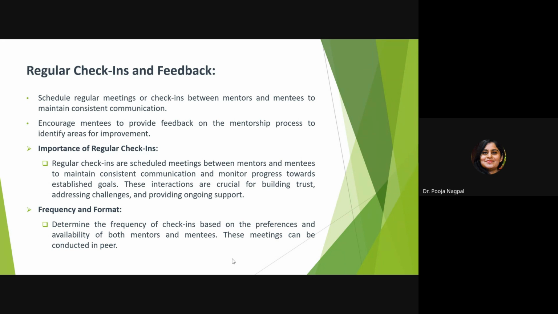So, the importance of regular check-ins. Regular check-ins are scheduled meetings between mentors and mentees to maintain consistent communication and monitor progress towards established goals. These interactions are crucial for building trust, addressing challenges, and providing ongoing support.